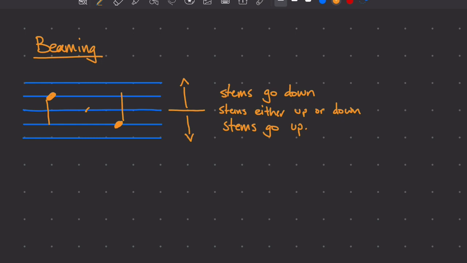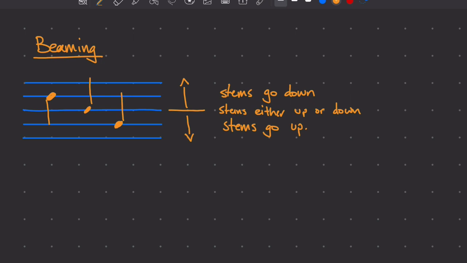And then in the middle, if this passage is going down, I'd probably write this note with the stem on the left, but it would look equally okay if I wrote it on the right. So I could get rid of the other one and write it on the right-hand side as well. So it really depends on the context. So that's just stem direction.